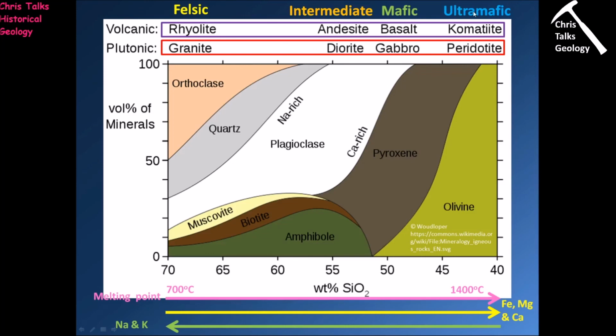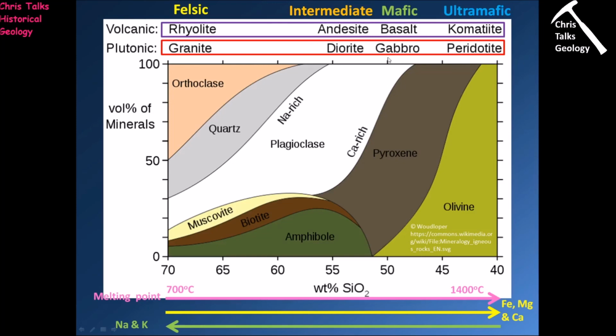Now, for each of these types of magma, we have a classic volcanic rock and a classic plutonic rock associated with that type of magma. So let's look at the volcanic rocks. If we have a felsic magma and it crystallizes quickly, it forms a rhyolite. Intermediate will give you an andesite, mafic a basalt, and ultramafic a komatiite. If you allow your magmas to cool slowly, so you have a plutonic rock, a felsic magma gives you a granite, intermediate diorite, mafic gabbro, ultramafic peridotite.